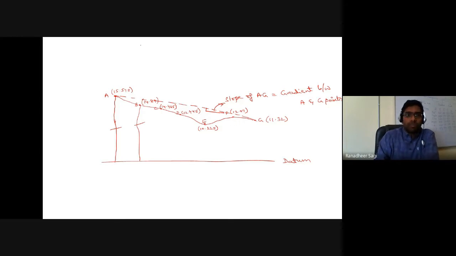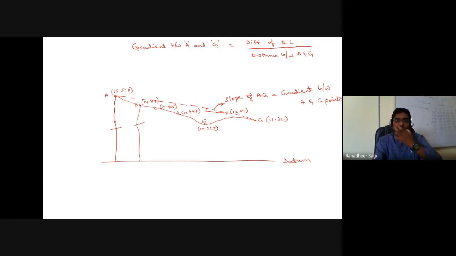Okay. So in simple terms, the gradient, whatever I am trying to calculate, gradient between A and G is equal to the difference of RL divided by the distance between A and G points. Which distance? It's not the sloping distance, rather it is the horizontal distance that you have between point A and point G.